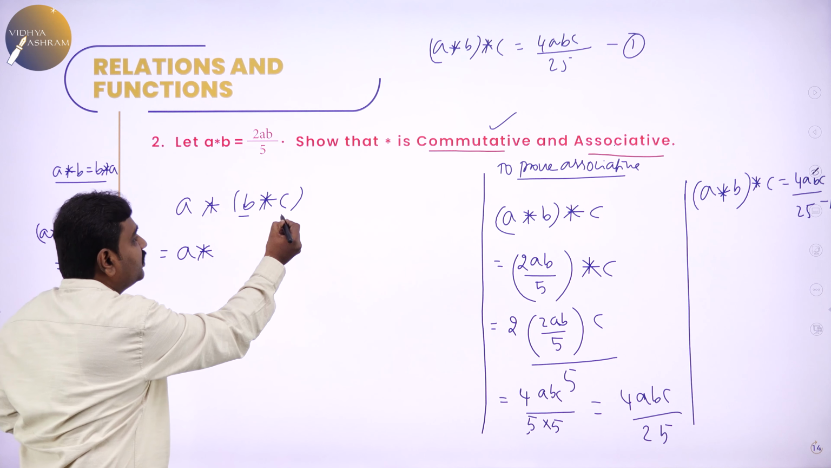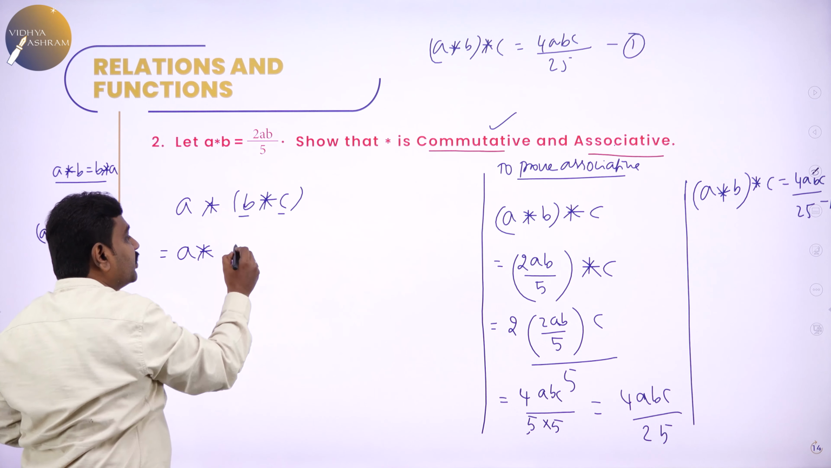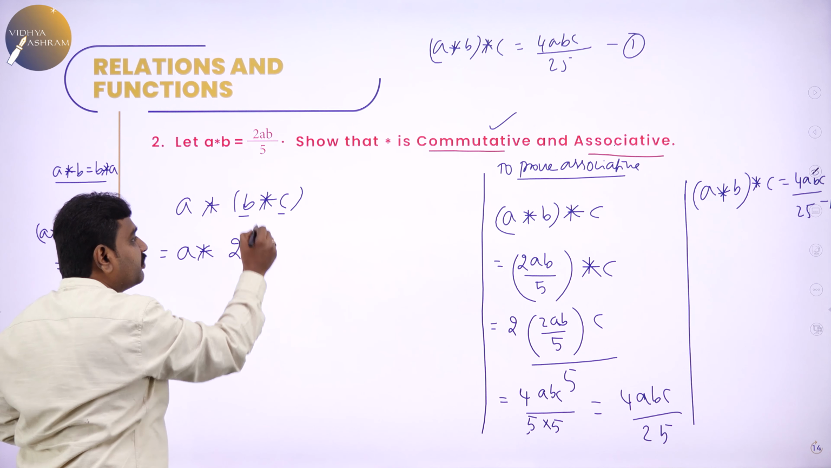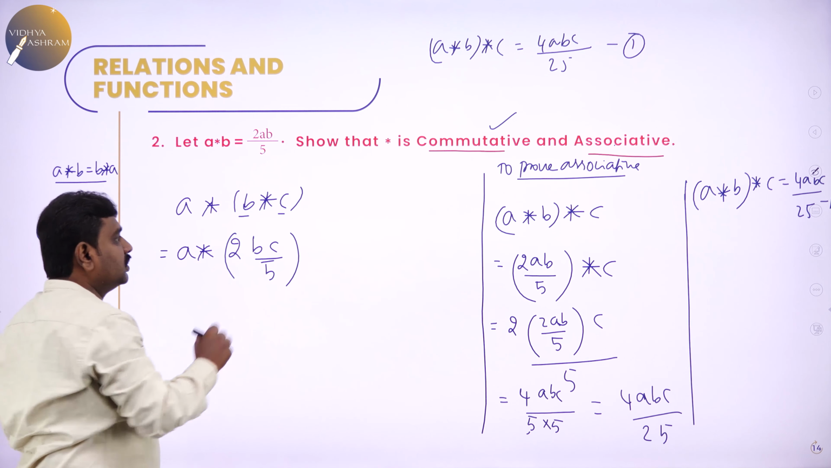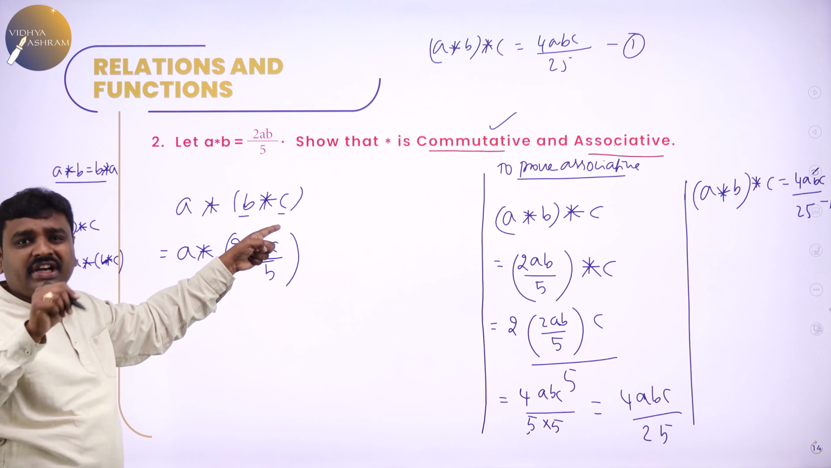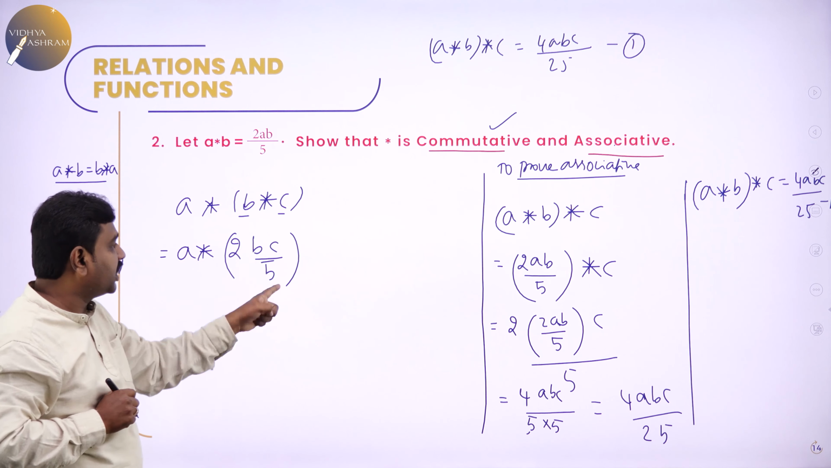Now first element is B, second element is C. So first star second is 2 times first into second by 5. What does this become? 2 times first into second by 5. First B, second C by 5. Any doubts? Did it go into your head? How to write A star B? 2 times first into second by 5. B star C is 2 times first into second by 5.